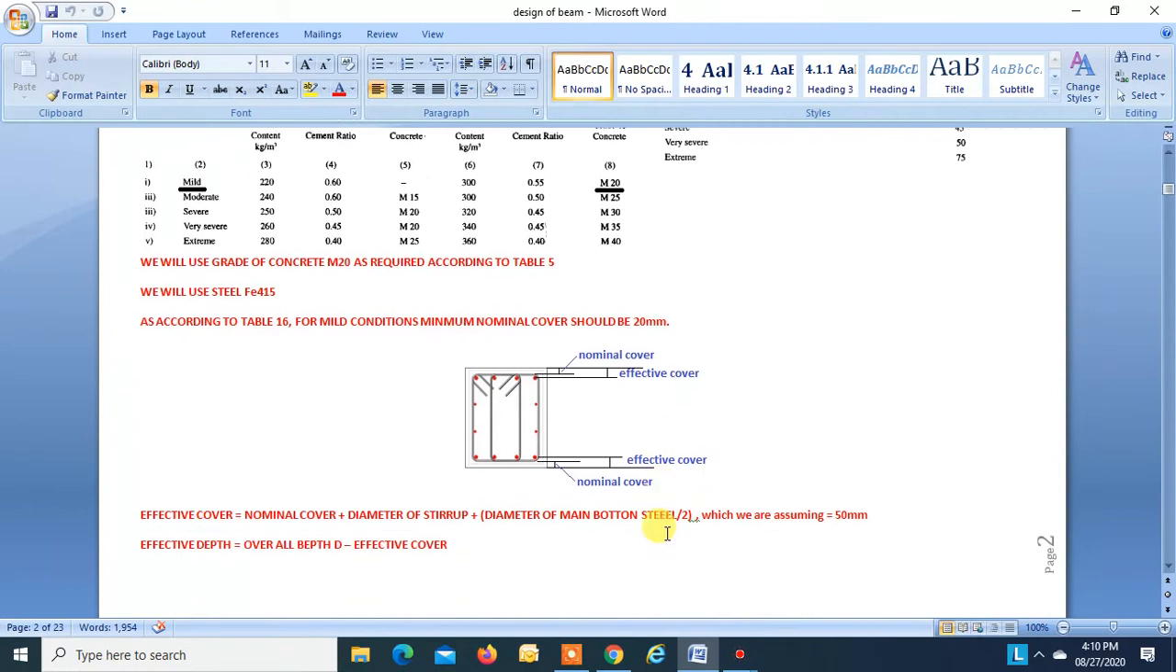What is nominal cover? Nominal cover is the cover from the outer face of the member to the outer face of the stirrups. And what is effective cover? Effective cover is nominal cover plus the diameter of the stirrup plus half the diameter of the main bottom steel bar. That will give you the effective cover. Effective depth is overall depth D minus effective cover.